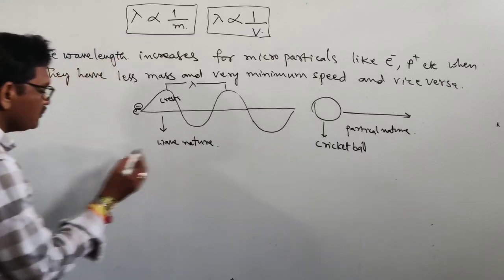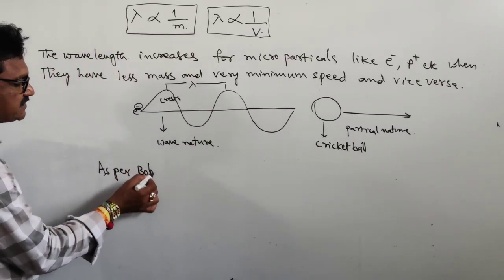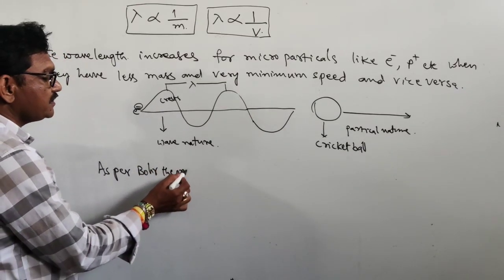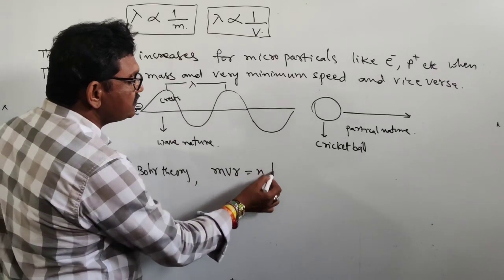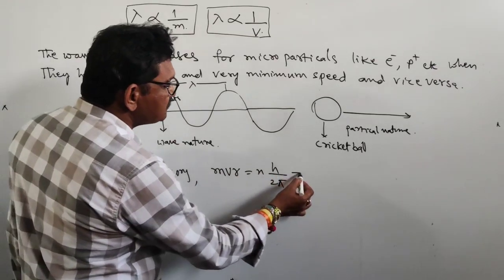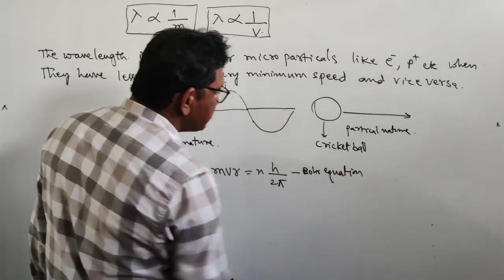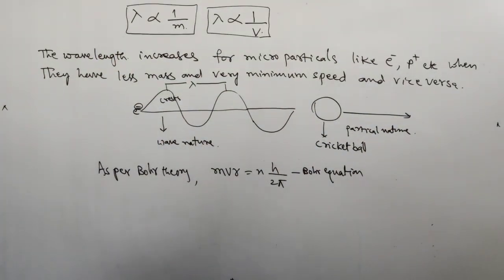See students, as per Bohr theory, in his postulates he gave the angular momentum of the electron: mvr is equal to n into h by 2 pi. This is the Bohr equation. In his theory, he said the angular momentum of an electron is equal to integral multiples of h by 2 pi. We have already discussed and seen this equation in his postulates.